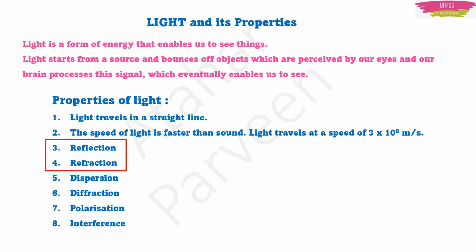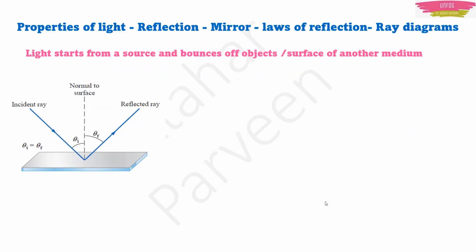So, let us try to discuss reflection first. Now, what is reflection? Light starts from a source and bounces off objects, or you can also say that light starts from a source and it is traveling in one medium. Then it bounces off when it is incident on the surface of another medium. This is known as reflection. Here you can see that this is a plane, some plane slab or some solid, but it is plane. Okay. Now, one light is initially falling on it and then it is getting reflected.